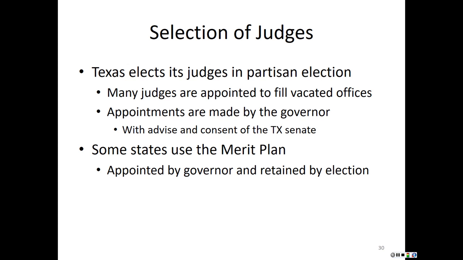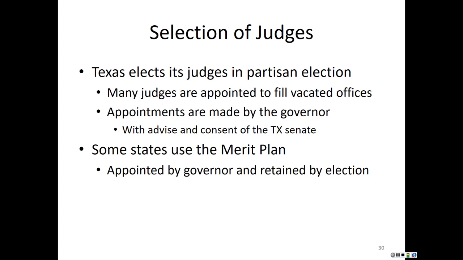Well, other states use something called the merit plan. In the merit plan, the only way onto the bench is you are appointed by the governor. In Texas, you're running for an election. You can choose to run again. You can choose to run for, excuse me, a judge. You can run against the incumbent, the person that's already there. But you have the option to run and get on the bench.